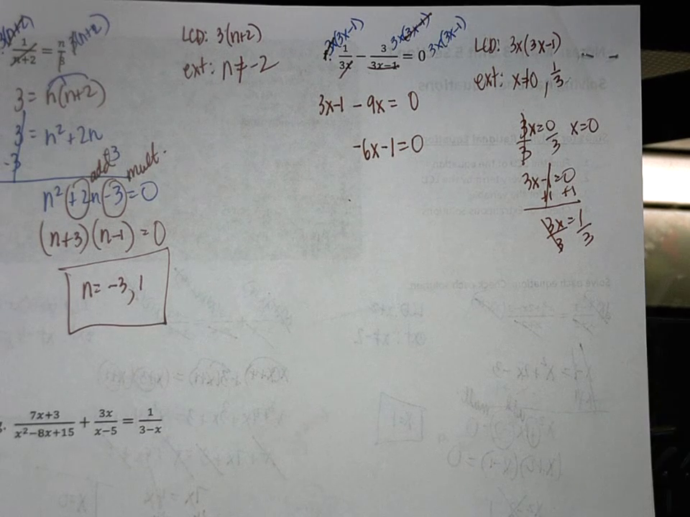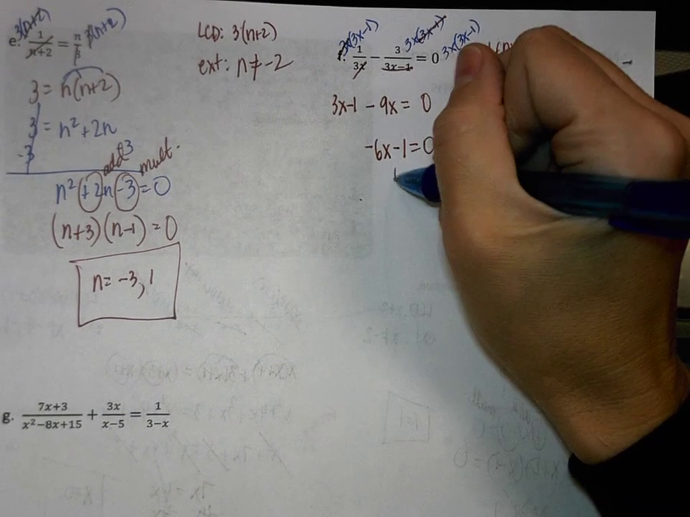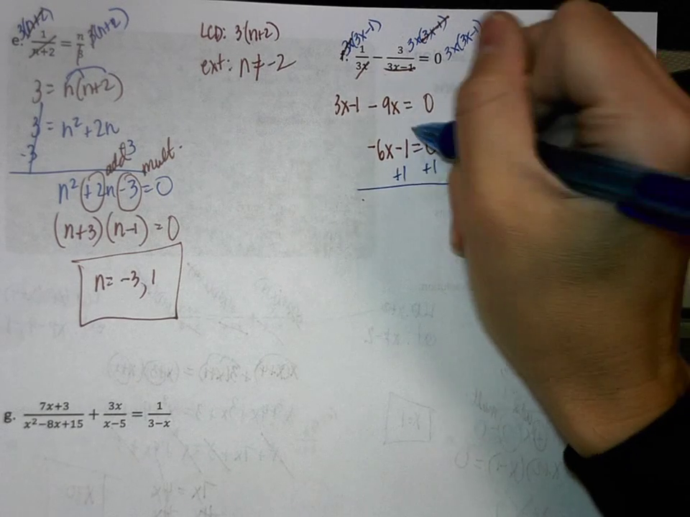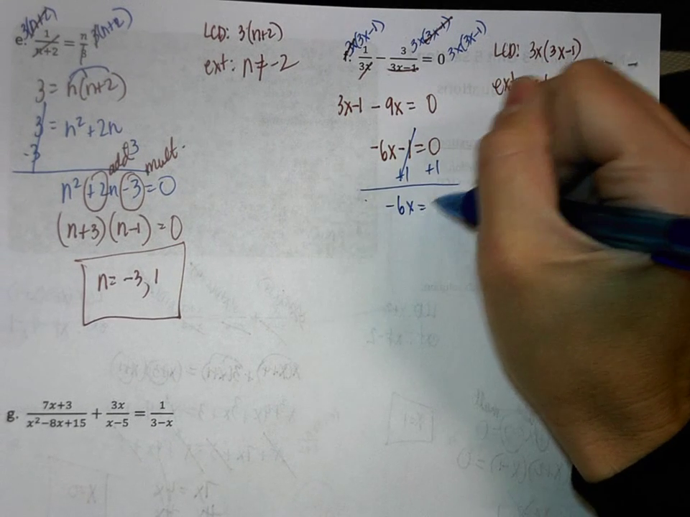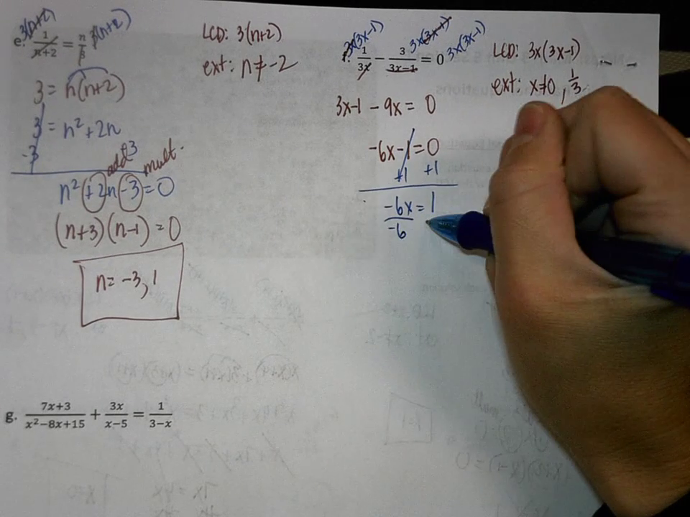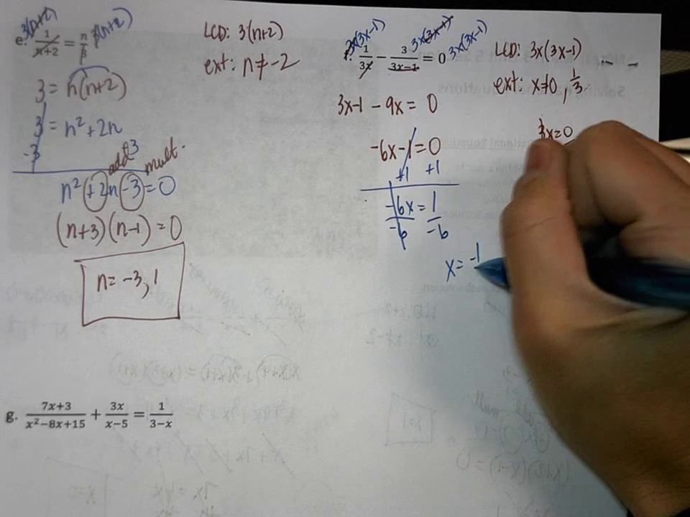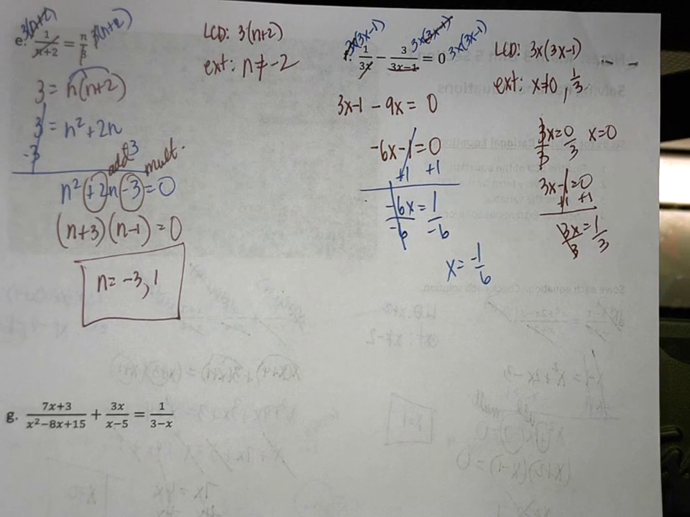All right, next, what will I do? Add 1 to both sides. Negative 6x equals 1, and then the last step. Divide each side by negative 6. Thank you, good. Okay, so that means my answer is x equals negative 1/6. Did that match any of my extraneous solutions? Nope, so we're good to go. There's my answer.